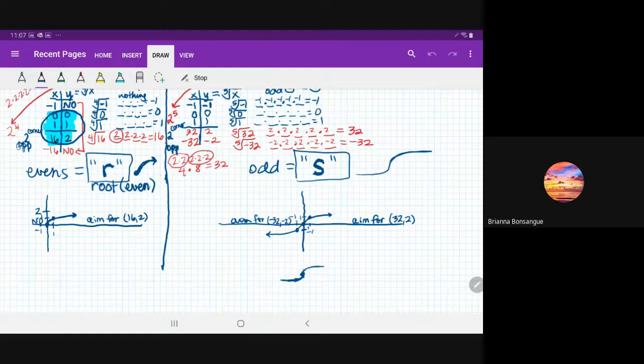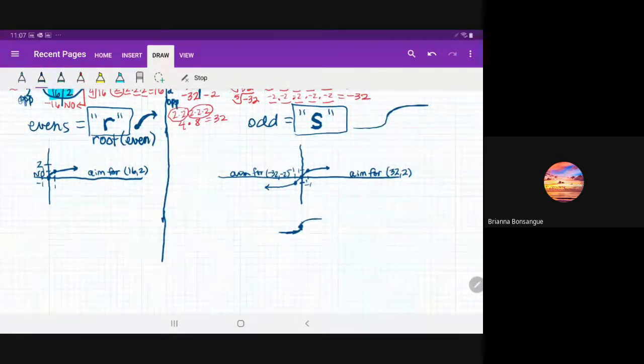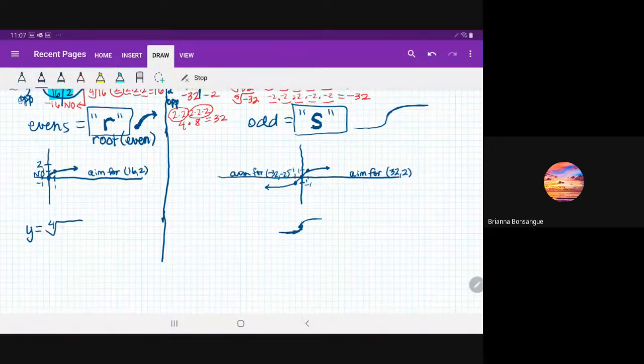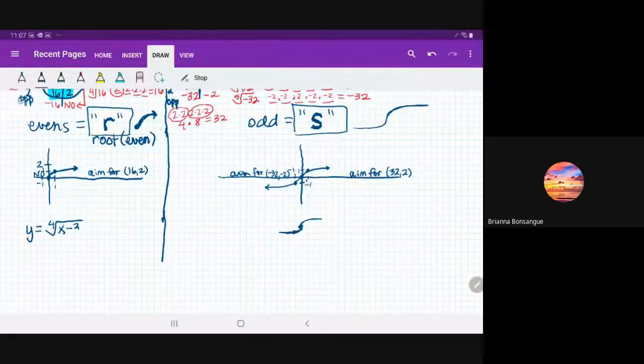Okay, so let's move on. And then that's our lesson for today. So we're going to take the same graph that we just did. So let's do y equals, and this was what, the fourth root? So we're going to do the fourth root of x minus 3 minus 5.